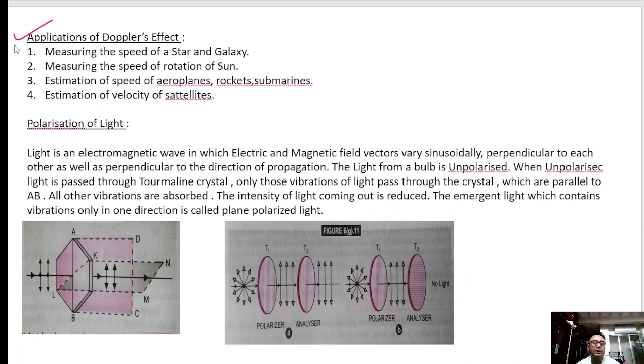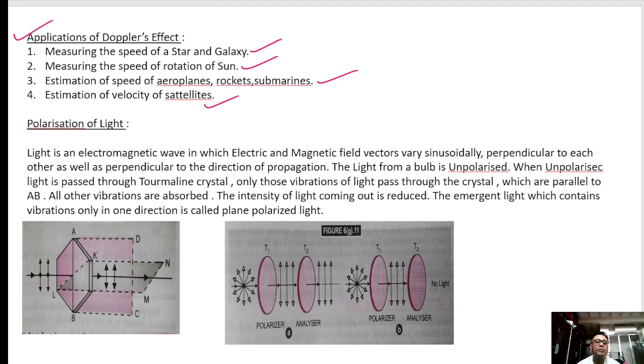Applications of Doppler's effect. So where can we use it? Measuring the speed of a star and galaxy, measuring the speed of rotation of the sun, estimation of speed of aeroplanes, rockets and submarines, and estimation of velocity of satellites. Clear? These are the fields where we use the Doppler's effect.